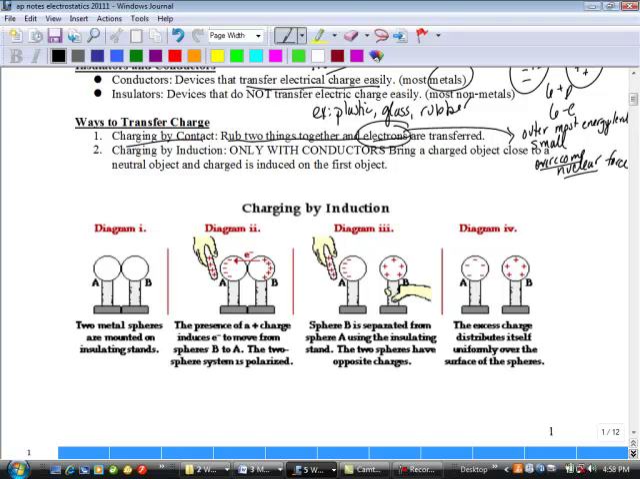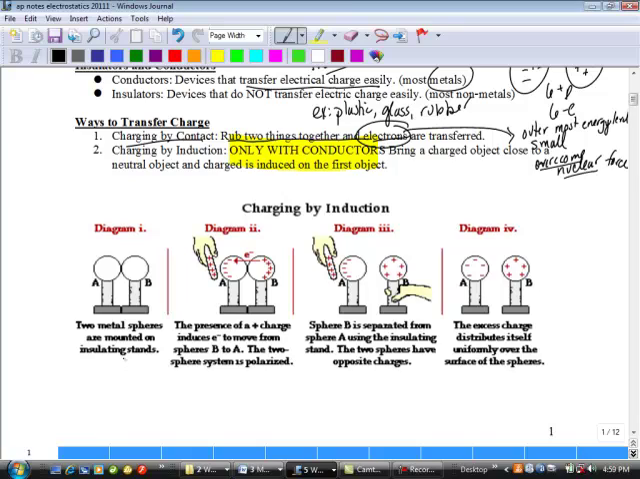The next thing we can do is charge by induction. What you need to know when we charge by induction is that this is only going to occur with conductors. We're going to bring a charged object close to a neutral object, and it will induce a charge on the first object.